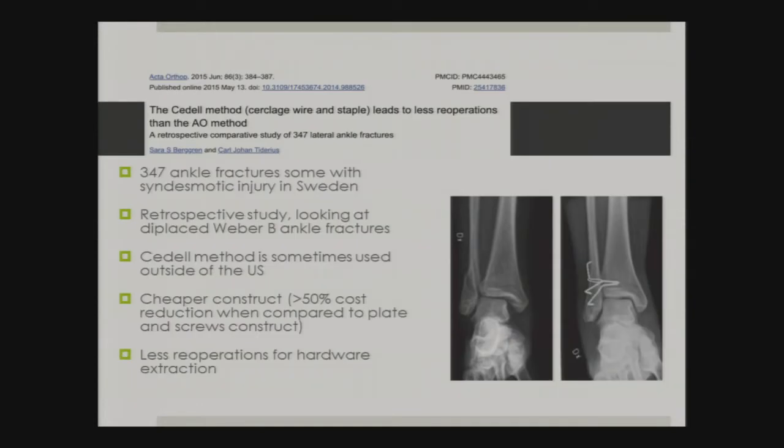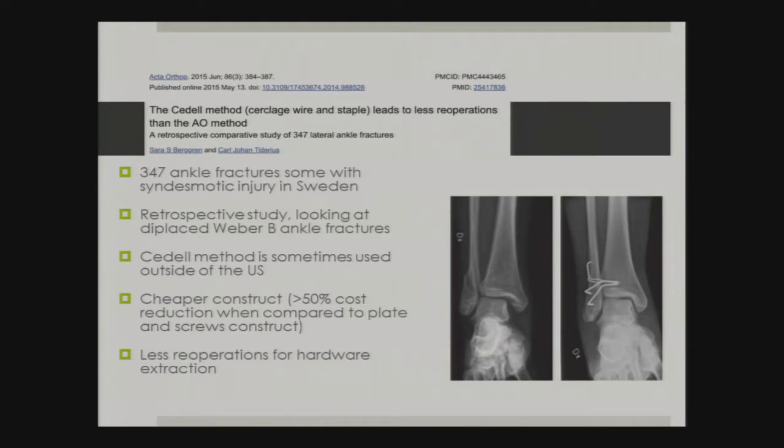This is one method of fixation that I came across in the literature that had a lot of literature in Sweden, and I couldn't find anything significant here in the United States. It's called the Syndel method. They use a cerclage wire to reduce the fibular fracture and then staple the syndesmosis, as you can see on the radiographs on the right there.